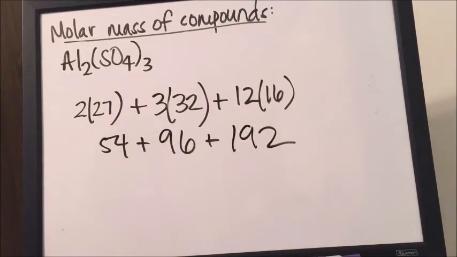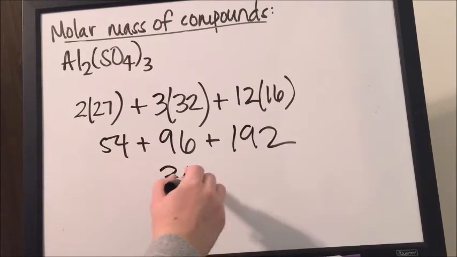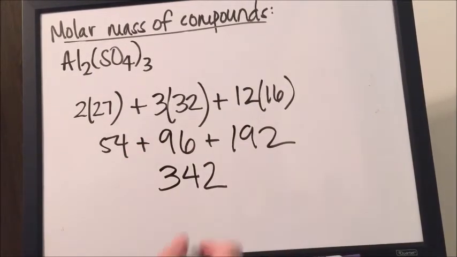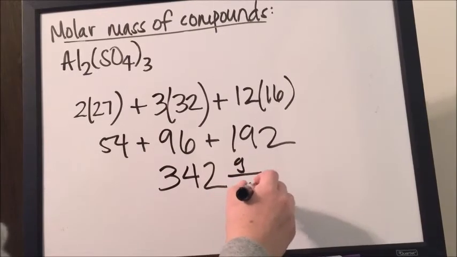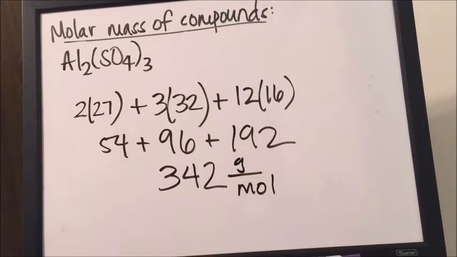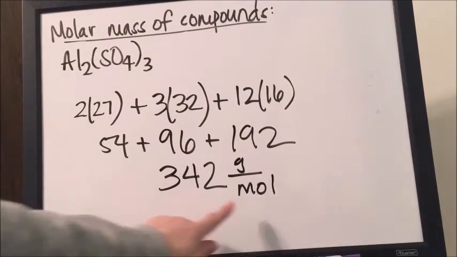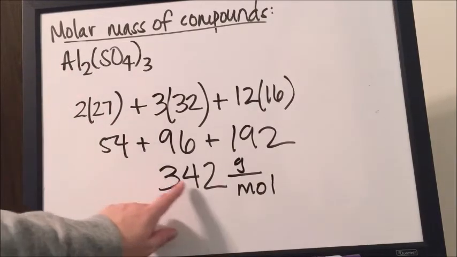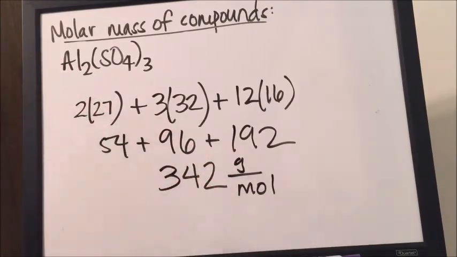So add those together. And I got 342. Again, don't forget your units. Grams per mole. So again, meaning if I had 1 mole of this compound, I would have 342 grams of aluminum sulfate.